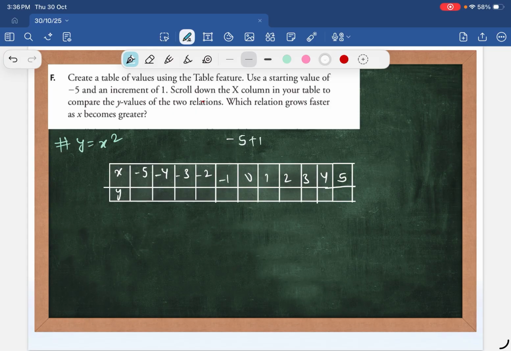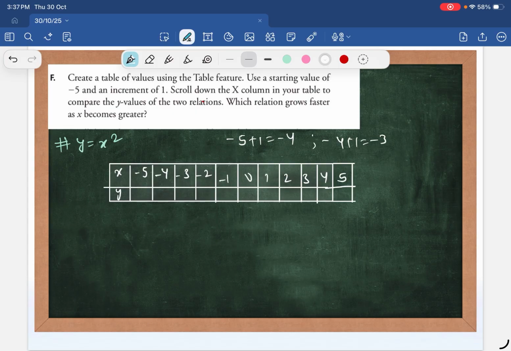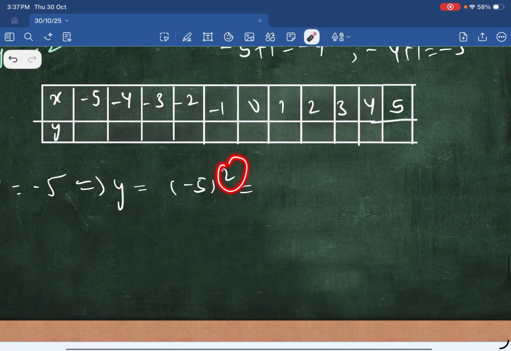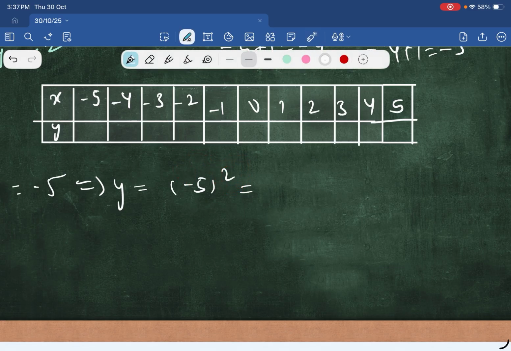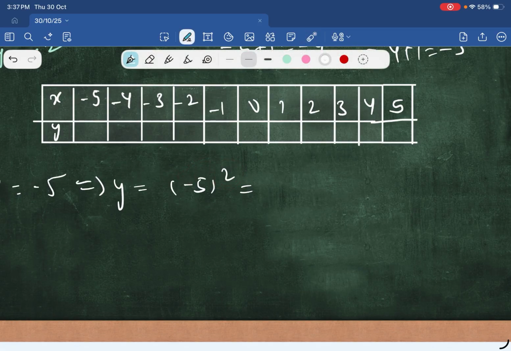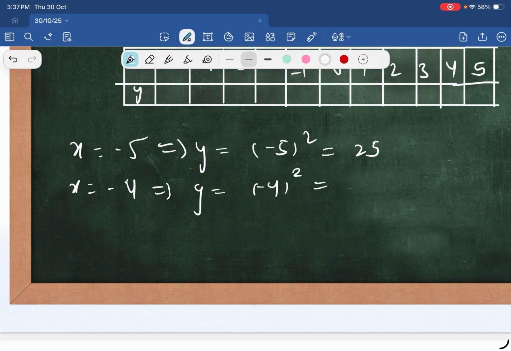How? -5 plus 1 is equal to -4, and the next step is -4 plus 1 is equal to -3. Now first we will do y equals x square. If I substitute x equals -5, then y equals (-5) square. We know if the power is even, the negative will become positive. Here the power is 2, so the negative will convert into positive, and we write 5 square, which is 25. Same, x equals -4, y equals (-4) square, which is 16.